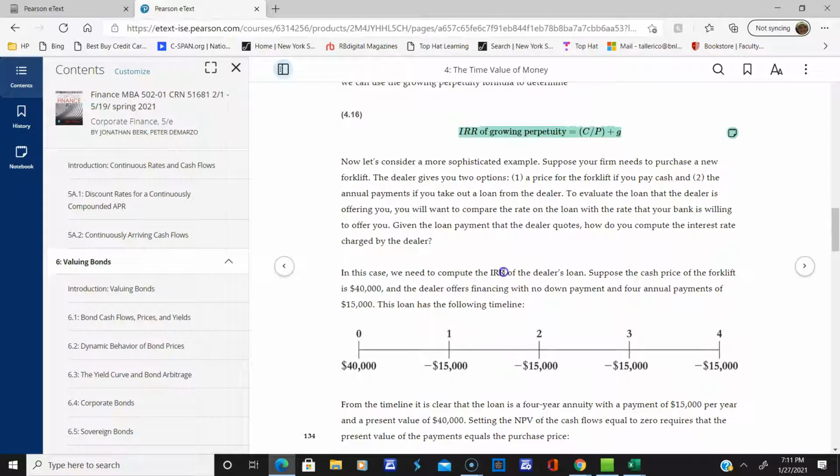So we need to compute the internal rate of return of the dealer's loan. And suppose the forklift was $40,000, and the dealer offers financing with no down payment and 4 annual payments of $15,000. All right. So this would be the cash price of the forklift, but he's going to let you pay it off in 4 installments of $15,000. So you can see the signs are a little different here, because the money's coming out of your pocket each year, right?